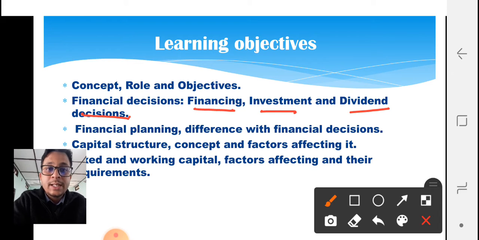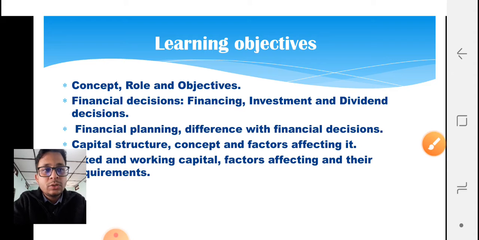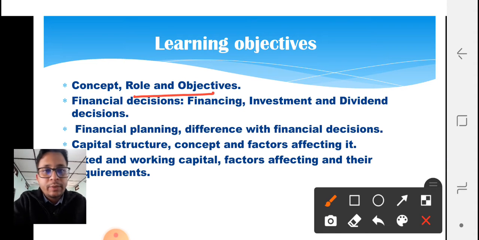Usually there is a difference between finance and money. We will be discussing that in the next slides, and also the role and objectives of financial management. We will discuss in detail the activities where financial management can be applied or deployed.